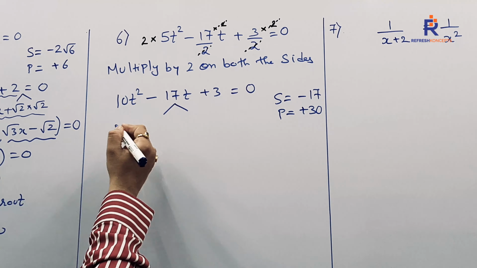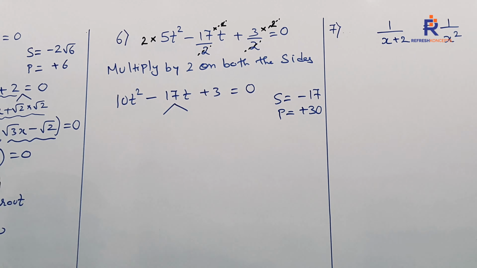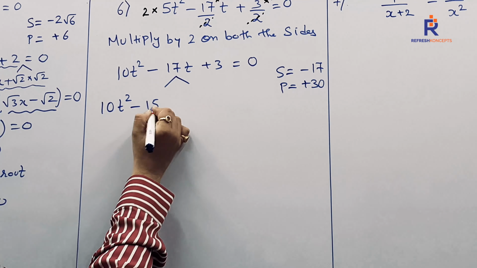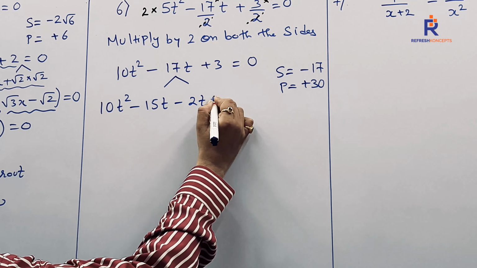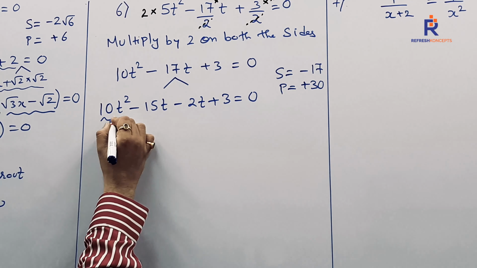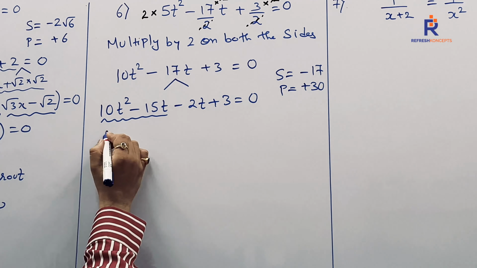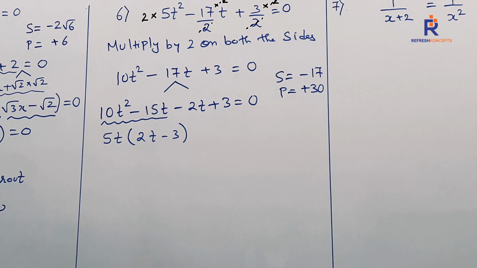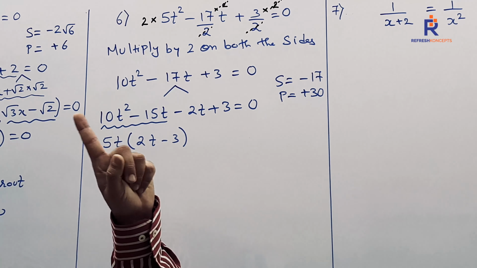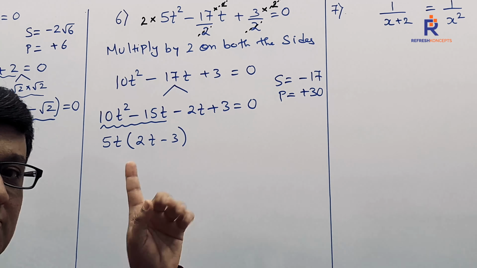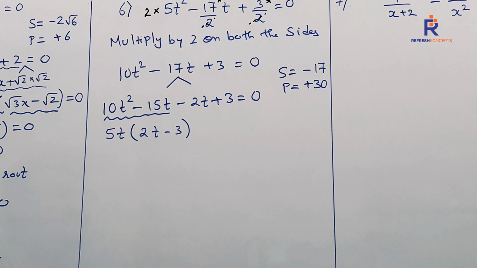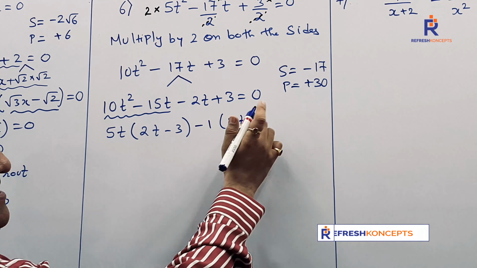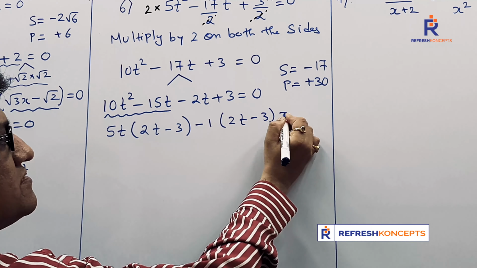So according to me, the numbers are minus 15 and minus 2. I hope even you must have got it by this time. 10t square minus 15t minus 2t plus 3 equals 0. Children, what shall we take common? 5t common, 2t minus 3. Now those who feel that there is nothing common, as I said in my earlier videos also, if nothing is common, 1 is always there with everybody. So can I say minus 1, 2t, but since minus is outside, the inside bracket sign will change. Minus 3 equals 0.